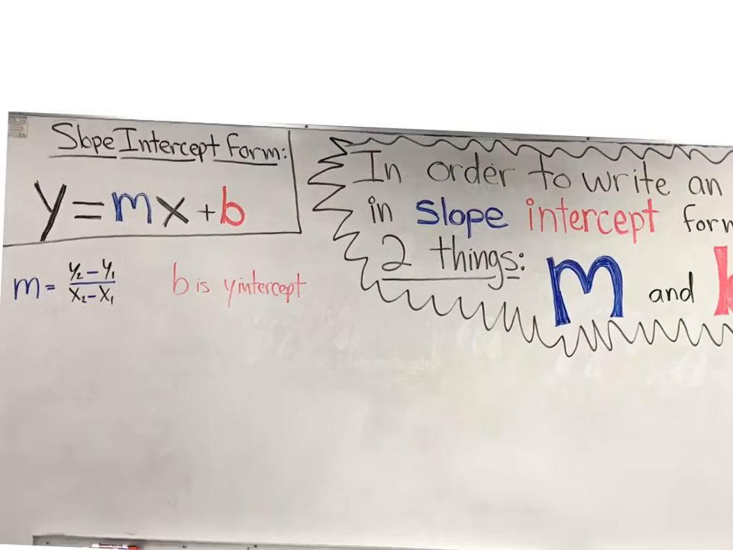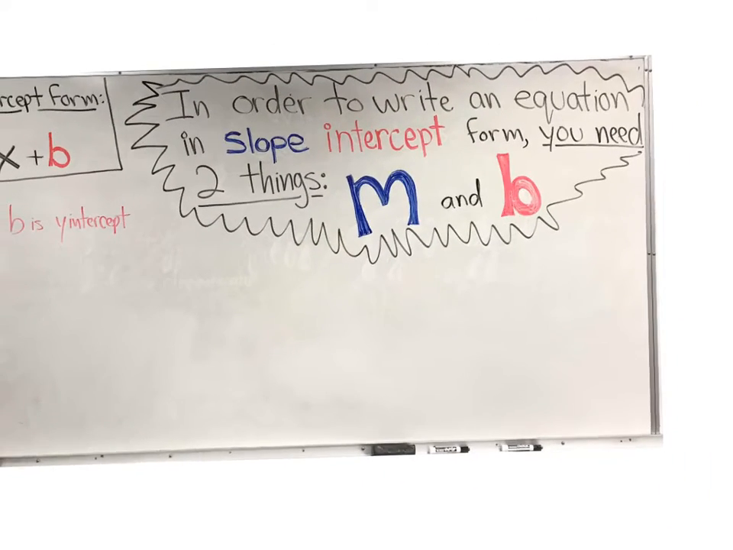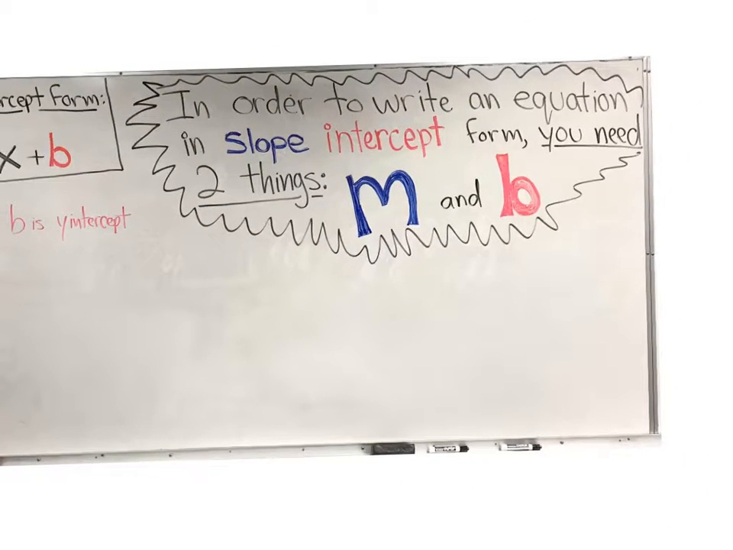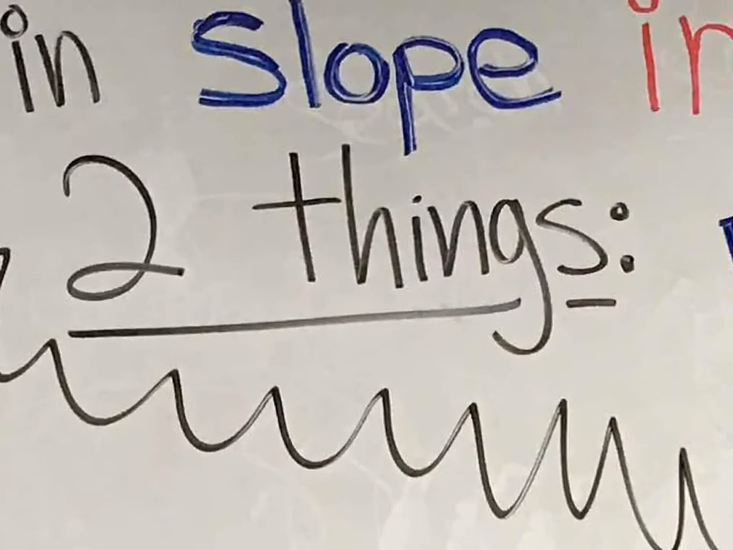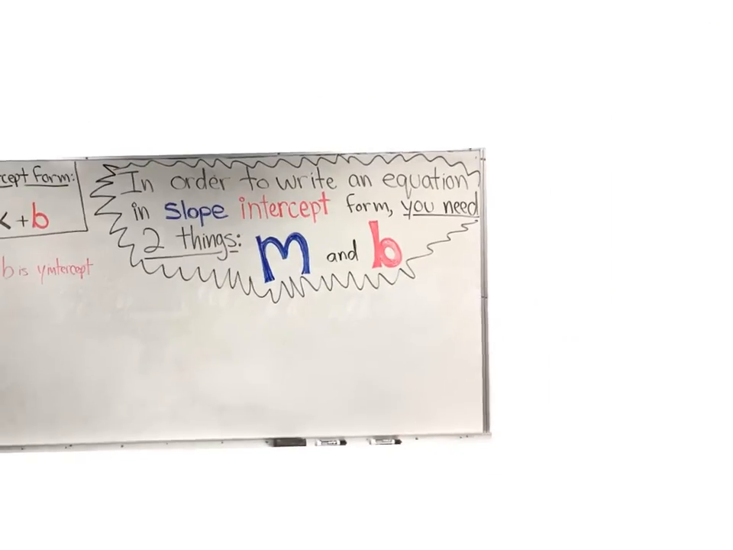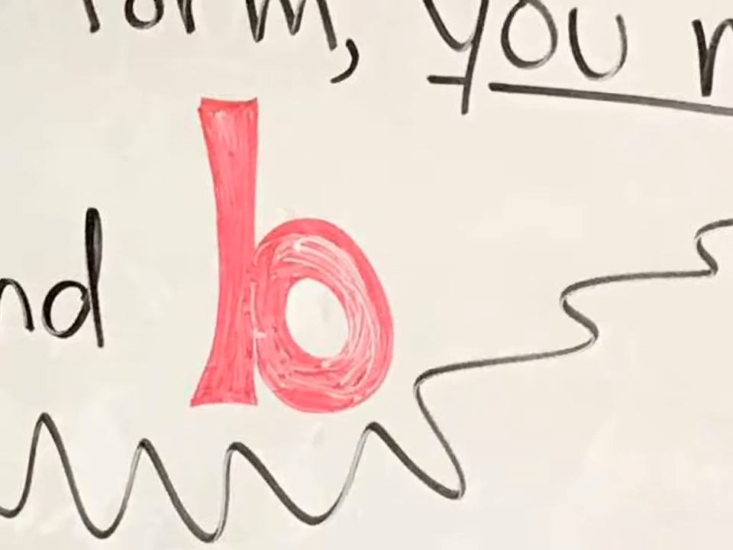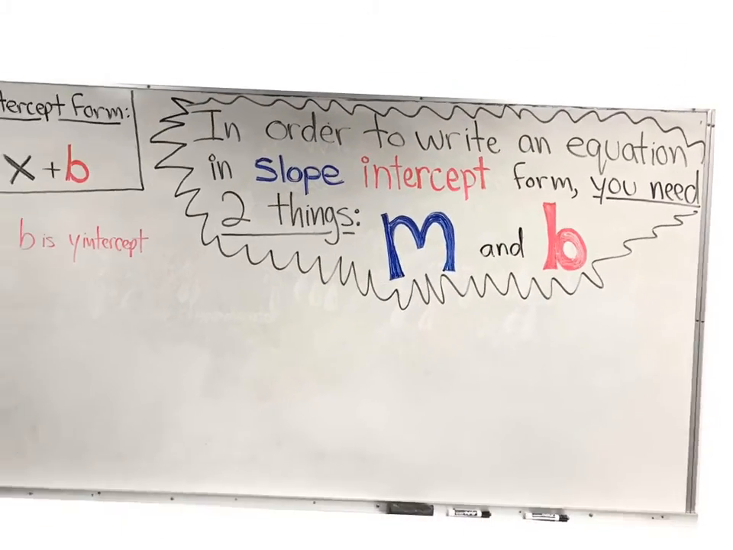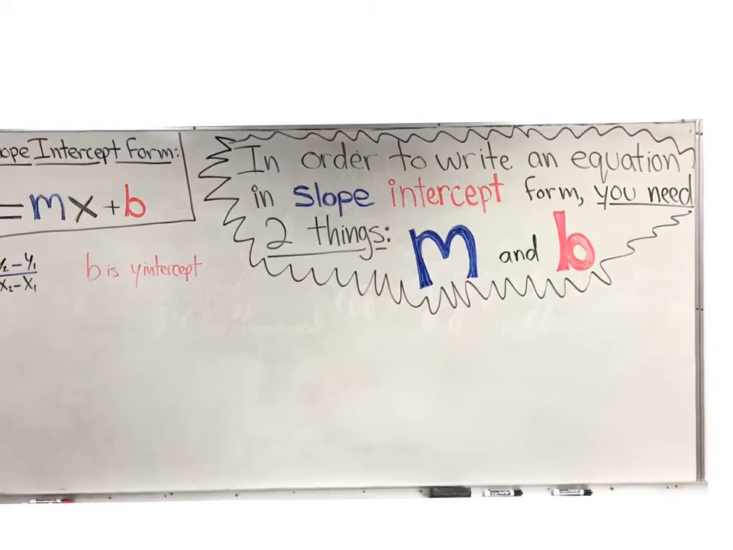Anyhow, once again, let me reiterate. To write an equation in slope-intercept form, you need two things. What are those two things? You need the slope and you need the b, the y-intercept. Keep that in mind. Okay.